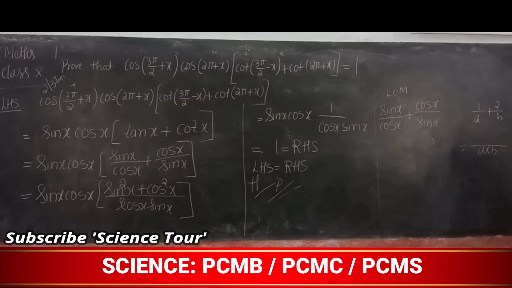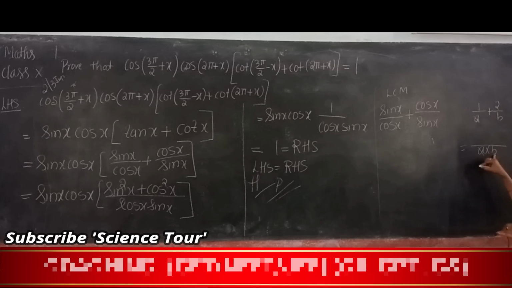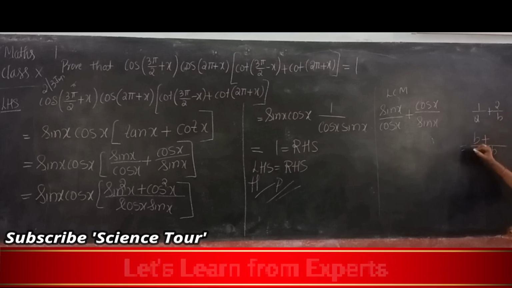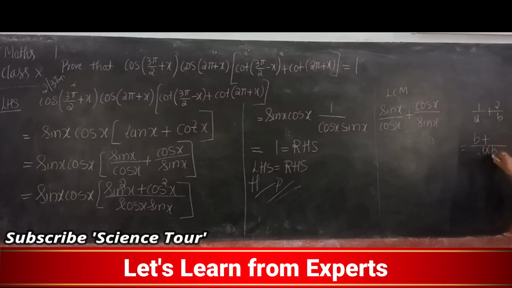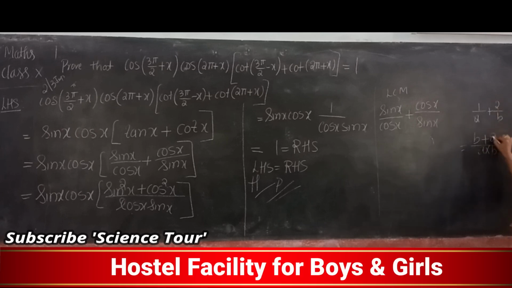Now how to get the numerator? Just assume this a and this a cancel. Then b remains. b into 1 is b, plus. Now next part. Just assume b and b cancel. What is left? a. a into 2 is what? It is 2a, right? That is the LCM.